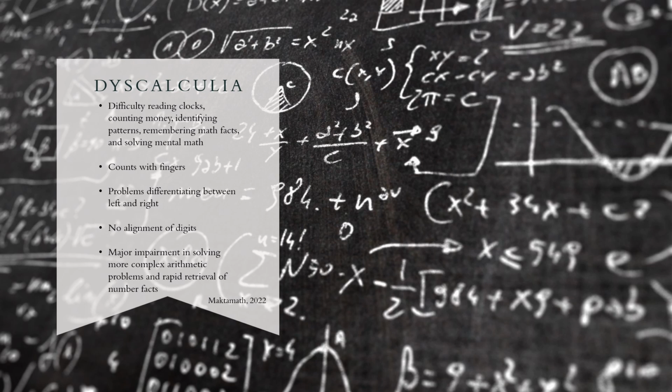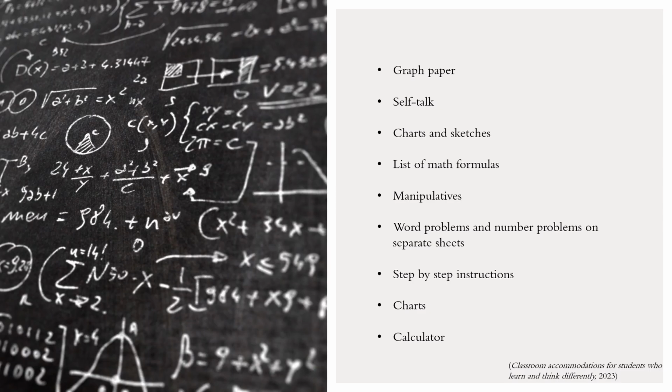Let's talk about dyscalculia. That would be characterized by difficulty reading clocks, counting money, identifying patterns, remembering math facts, and solving mental math. You might see students counting with their fingers, problems differentiating between their right and their left, no alignment of digits on their papers, major impairment in solving more complex arithmetic problems, and rapid retrieval of number facts. And let's look at some ways that we can accommodate for these students.